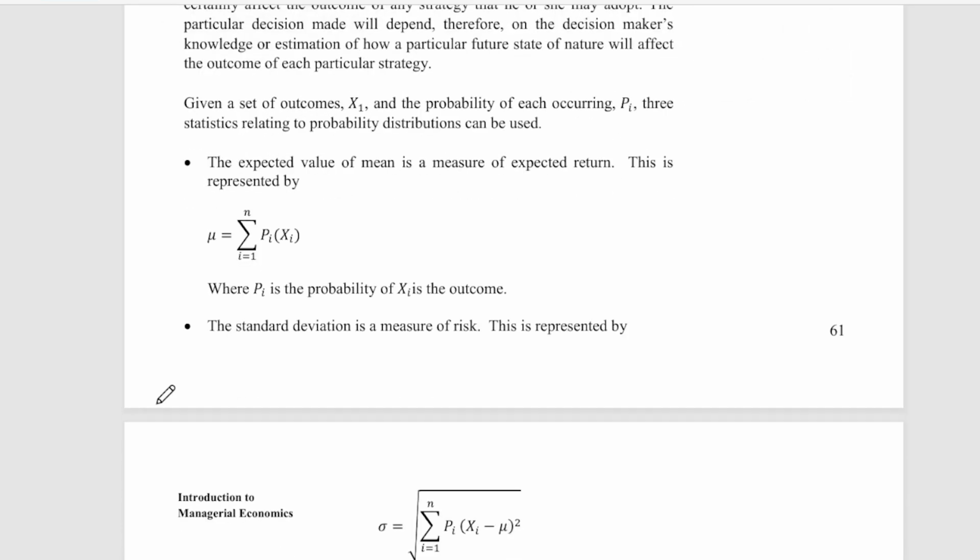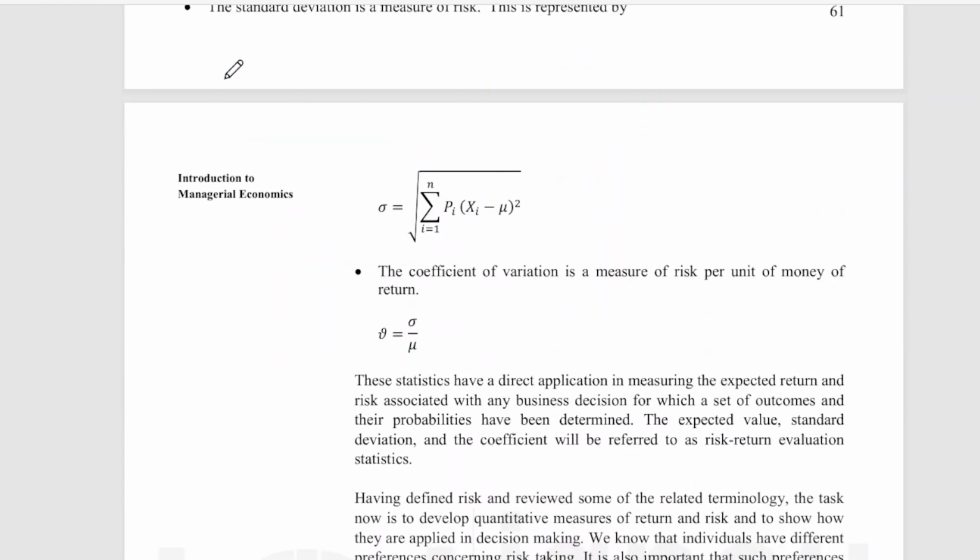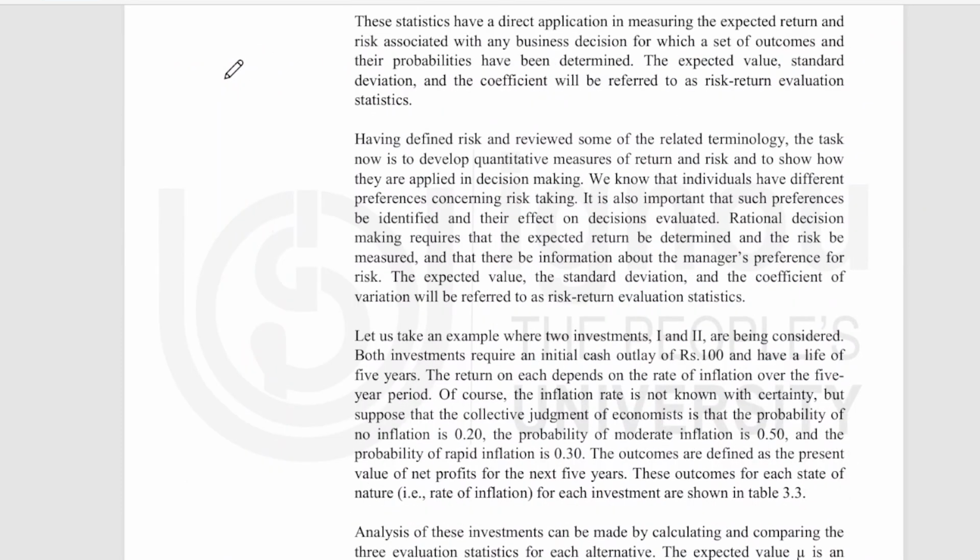Okay. Given a set of outcomes, that is xi, and the probability of each occurring, that is pi, three statistics relating to the probability distribution can be used. So this is the equation: the expected value or mean is the measure of expected return. So this is represented like this. These statistics have a direct application in measuring the expected return and risk associated with any business decision for which a set of outcomes and their probabilities have been determined. The expected value, standard deviation, and the coefficient of variation will be referred to as risk return evaluation statistics.